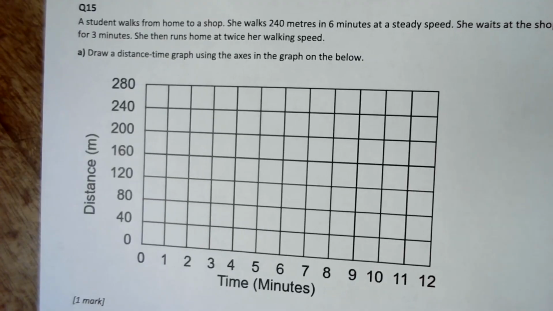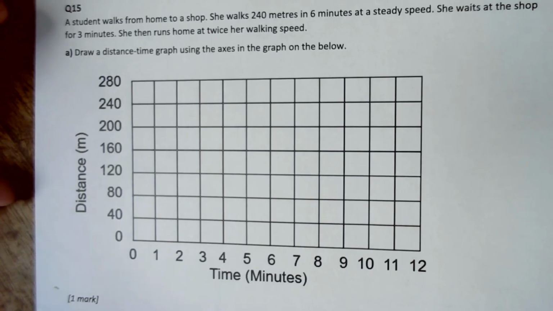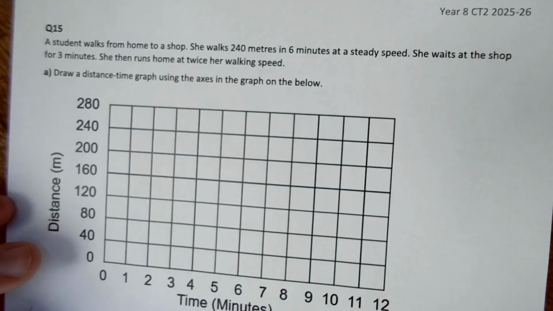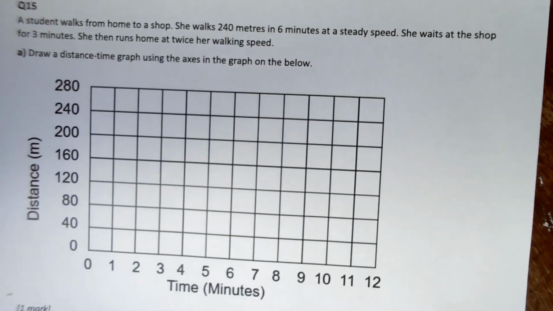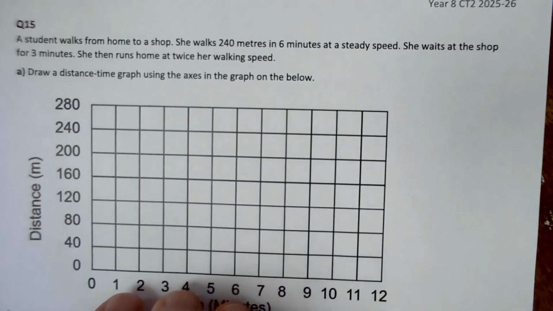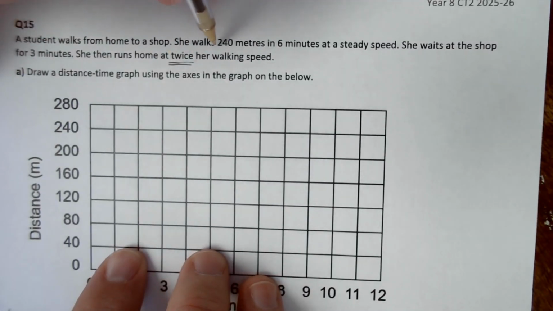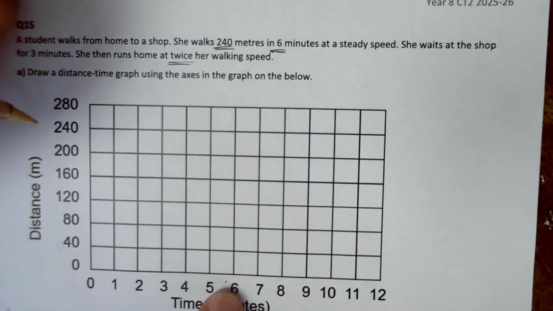Oh, we get to plot a graph. A student walks from home to shop. She walks 240 metres. It's 6 minutes at steady speed. Good, that means a straight line. She waits at the shop for 3 minutes. Then she runs home at twice her walking speed. Draw a distance time graph. Use the axes in the graph below. So we've got distance on the left, time on the bottom, and so we're just going to go 240 metres in 6 minutes. Twice the walking speed, which is going to halve it. So we'll put that in. So 6 minutes, 240 metres.